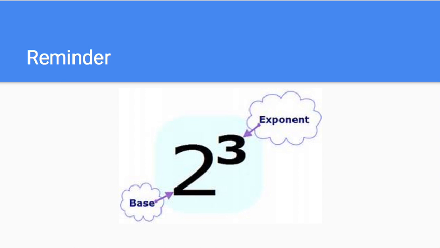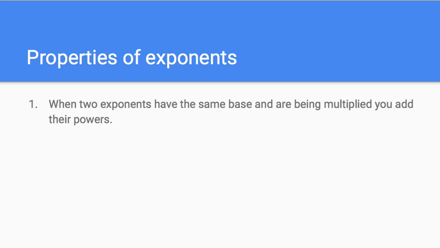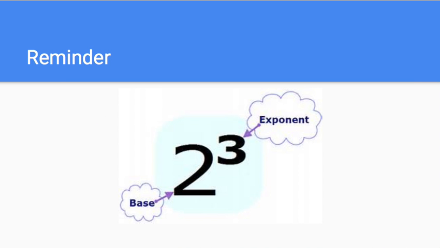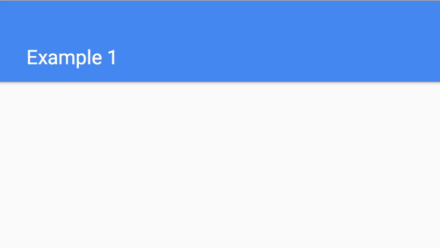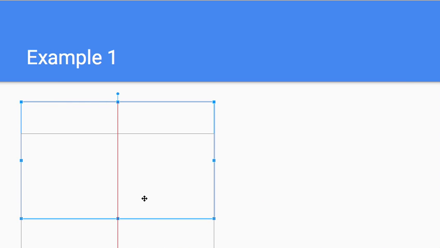Remember that when we're dealing with powers or exponents, the larger number is called the base and the smaller one is your exponent or your power. So we're going to start with multiplication. When two exponents have the same base and are being multiplied, what you can do is add their powers. Now this only happens if they have the same base. So if that bottom number, or sometimes the variable, is the same, what we do is just add their exponents. And I'm going to show you why this works.